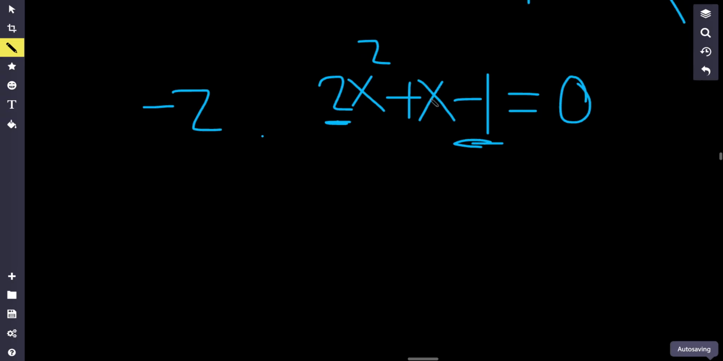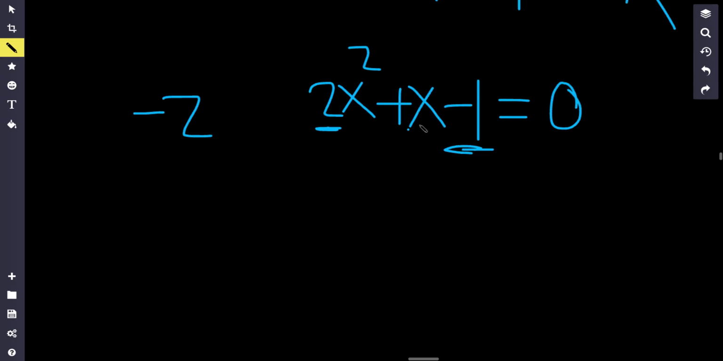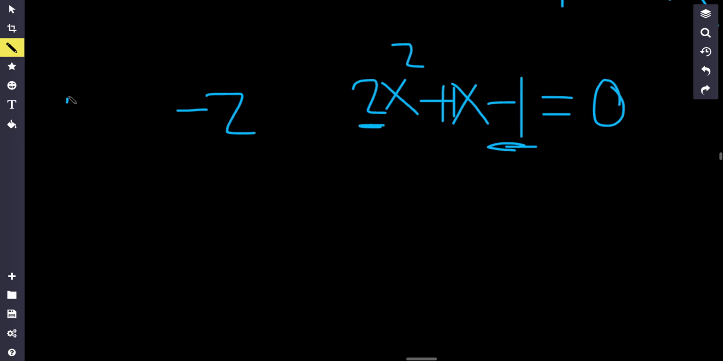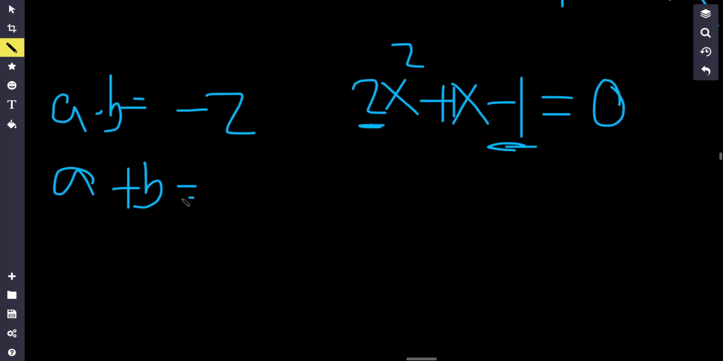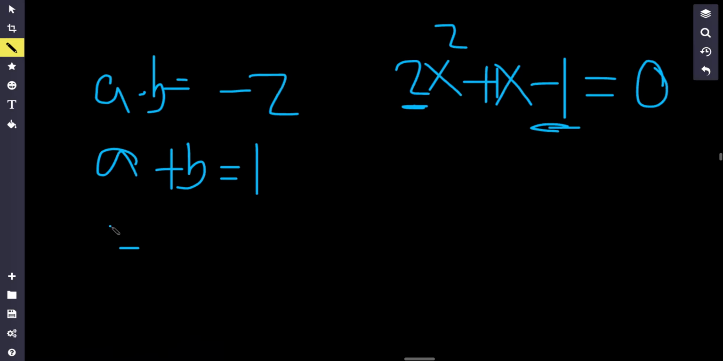Now, what two numbers multiply out to be negative 2 and add up to be 1? Because 1 is the coefficient of my x term. So what two numbers multiply out to be negative 2 and add up to be 1? Well, the correct combination is going to be positive 2 and negative 1.